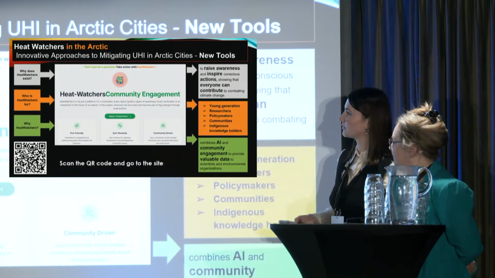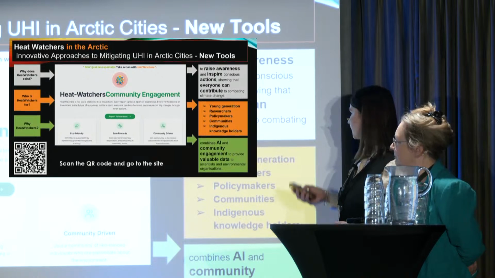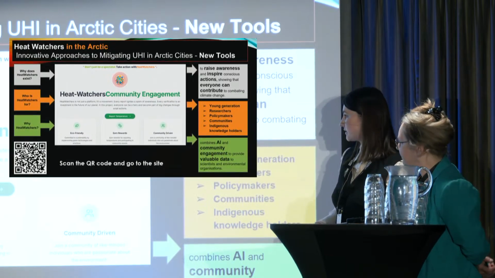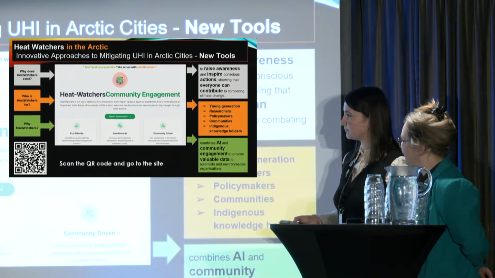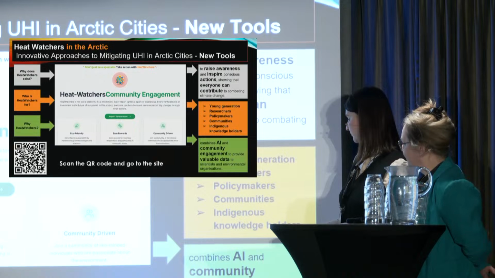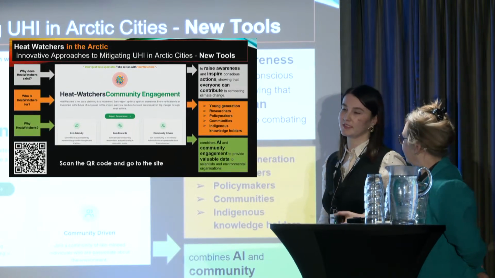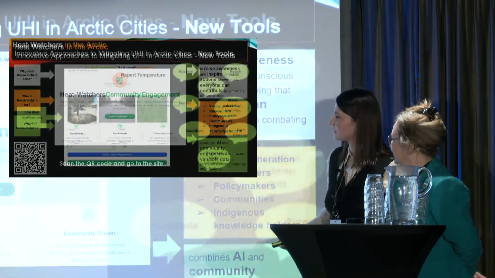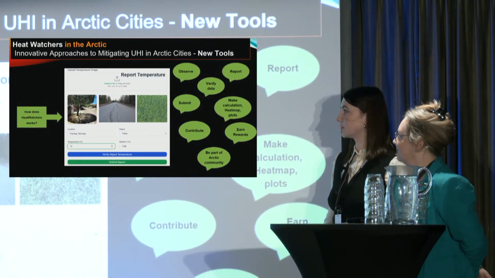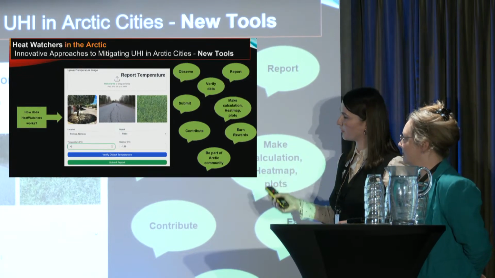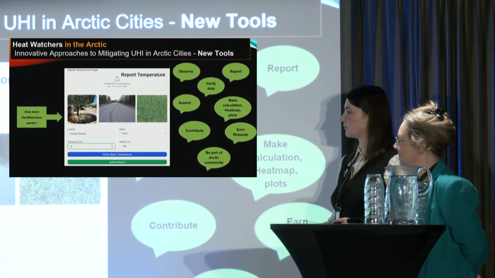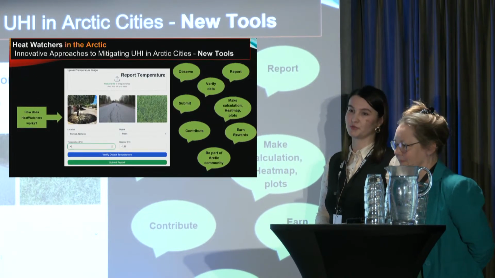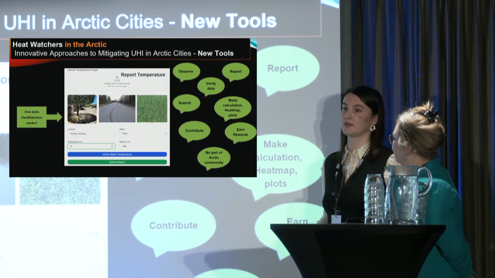And for whom could this website be useful? The young generation, especially researchers, policymakers, the community, and indigenous knowledge holders. Of course, this is not a very easy application because we engage artificial intelligence, and it can verify our data before it is uploaded to the website. And how does Heat Watchers work? It's very easy to measure temperature, report this, verify, and it directly takes the weather condition, verifies the object temperature. Submit your report, share your thoughts, and be part of the community to mitigate potential occurrence of the urban heat island effect in your Arctic city.